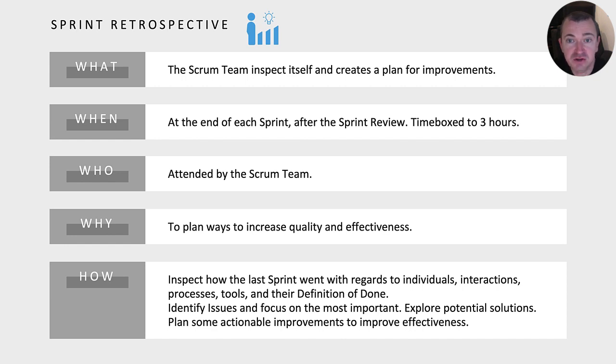Explore potential solutions for the highly ordered issues. Step 3, plan and actions. Identify a small number of actionable improvements that the team will put into practice as early as possible, and spend the majority of the time in the Sprint Retrospective focused on this plan. Most of the available time should be spent on this plan and this action section.